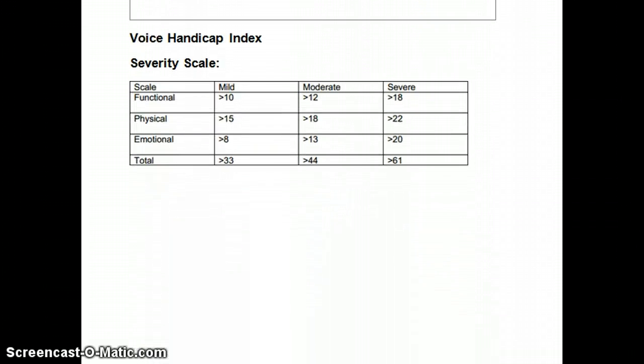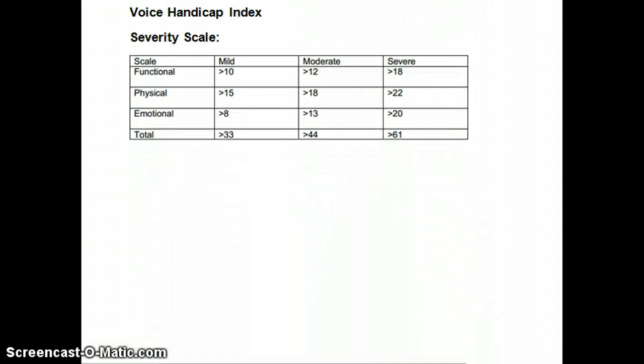So next we have the Voice Handicap Index, which is a questionnaire. It's comprised of a series of questions targeting the patient's perception of his or her own voice. It's a useful tool to help gain insight into the emotional, physical, and functional components of the voice problem, as well as measure therapeutic outcomes. So that's what those three levels are for.